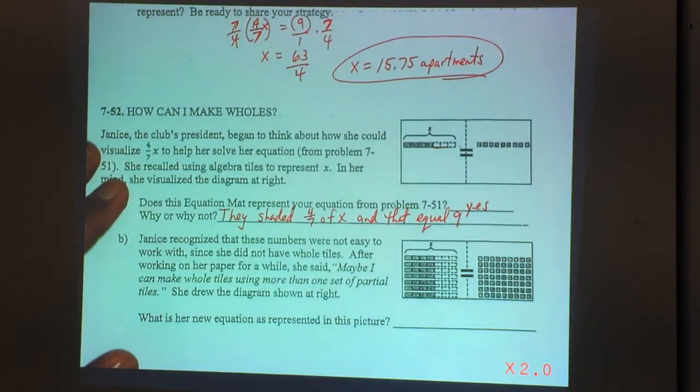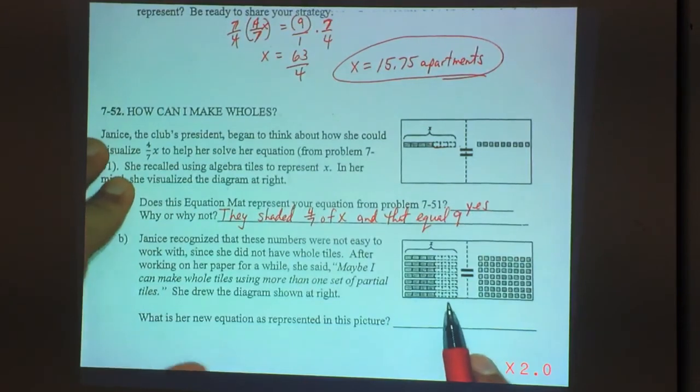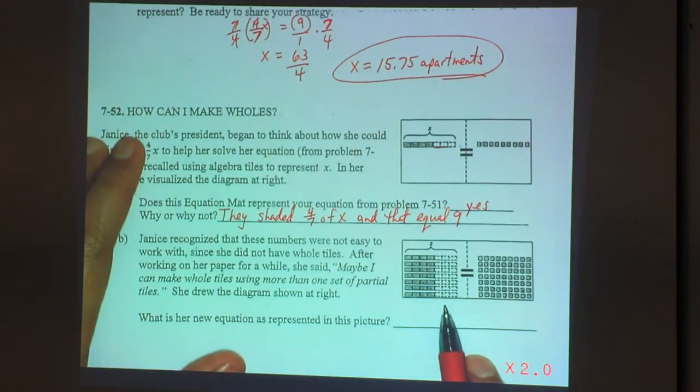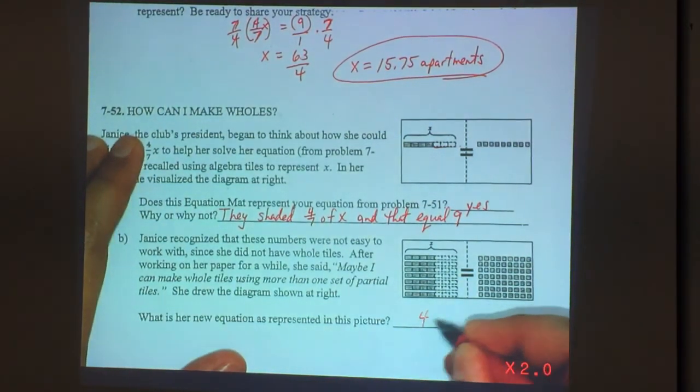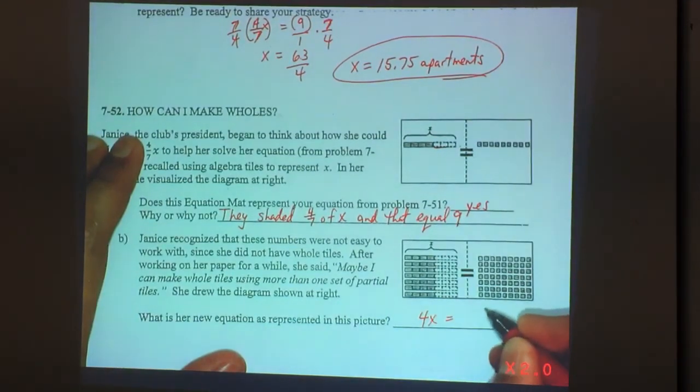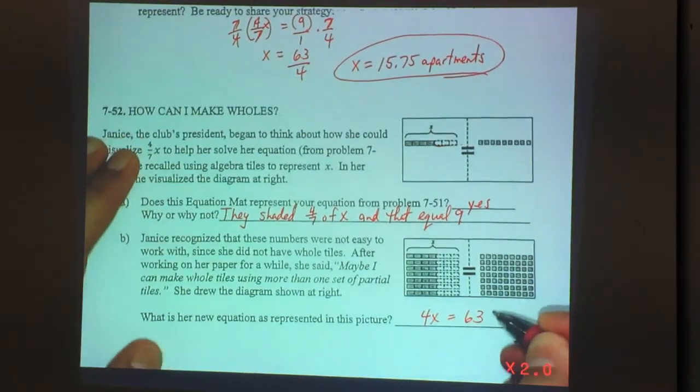What's her new equation as represented by the picture? Okay. So she had 1 bar here, and she appears to have 7 bars here. Okay, so now she has 4x equals, and then 9 times 7 is 63. And this is what she did.